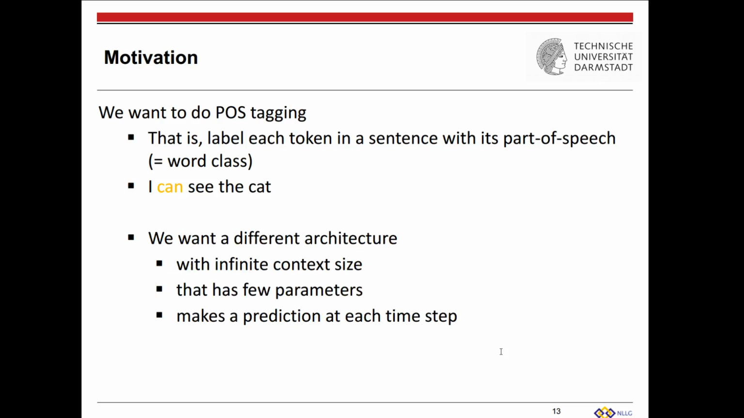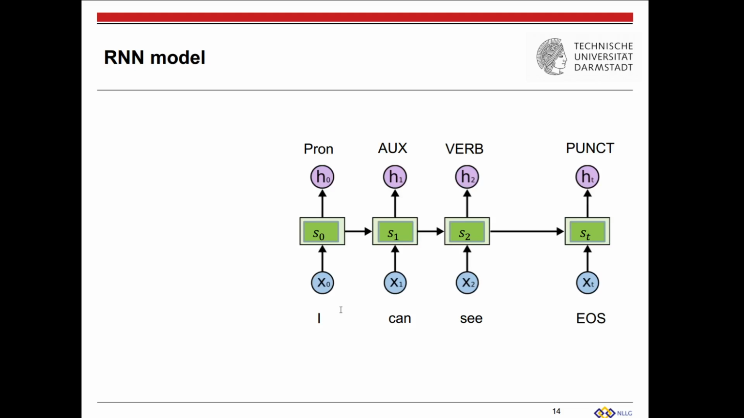So we would like to have a different architecture that has the following properties. It has an infinite context window, but it does not have too many parameters, and it makes a prediction at each time step. This is exactly the property of part of speech tagging, or a sequence tagging task, where you have to make a prediction at each time step. So this model is the recurrent neural network that you can see graphed out here.